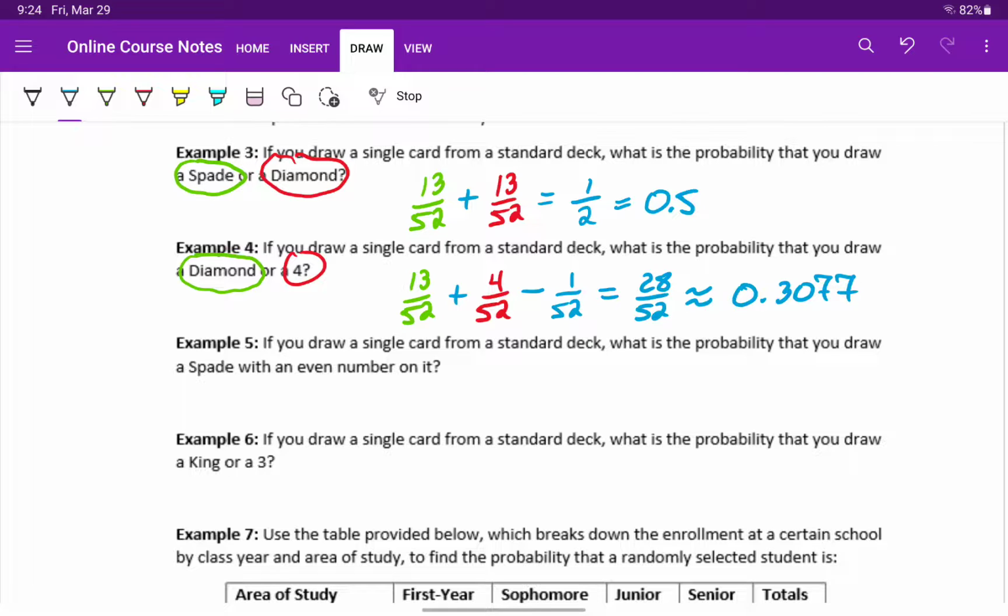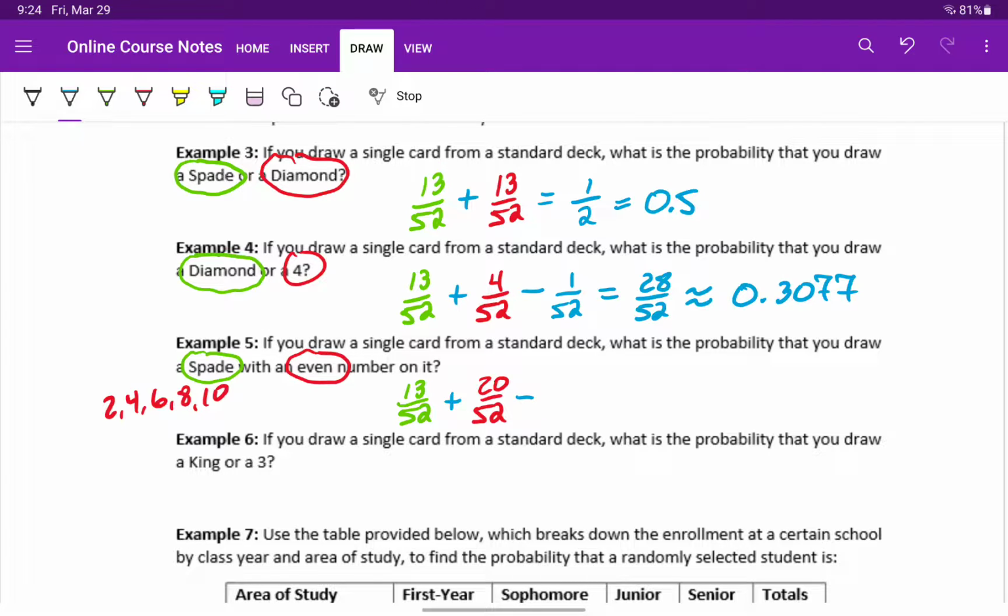In example 5, we again draw a card. What's the probability that you draw a spade with an even number on it? These are not mutually exclusive because there are even numbered cards that are spades. But we know we have a probability of 13 out of 52 that we'll draw a spade, plus a probability of 20 out of 52 that we'll draw an even numbered card, since those would be the cards 2, 4, 6, 8, and 10, and they occur in 4 different suits.